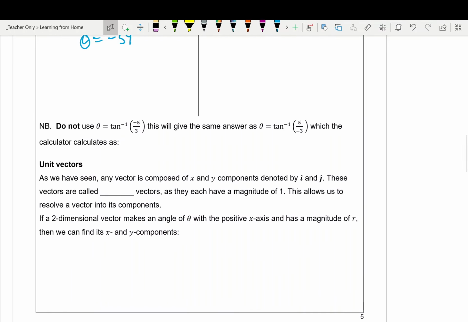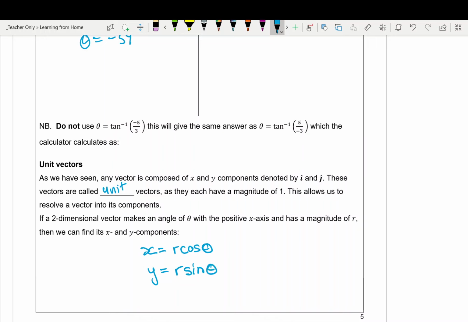All right, unit vectors. As we've seen, any vector is composed of x and y components denoted by i and j. These vectors are called unit vectors, as they each have a magnitude of 1. This allows us to resolve a vector into its components. If a two-dimensional vector makes an angle theta with the positive x-axis and has a magnitude of r, then we can find its x and y components. So its x component is going to be its magnitude times cosine theta, and its y component is going to be its magnitude times sine theta.